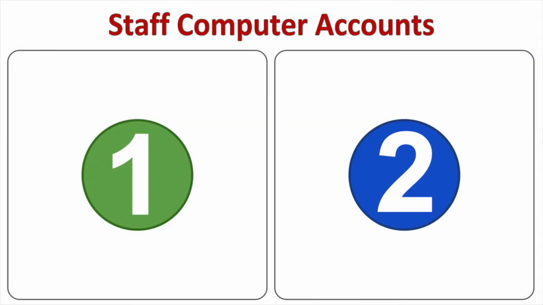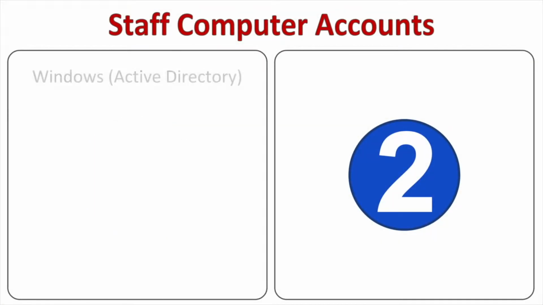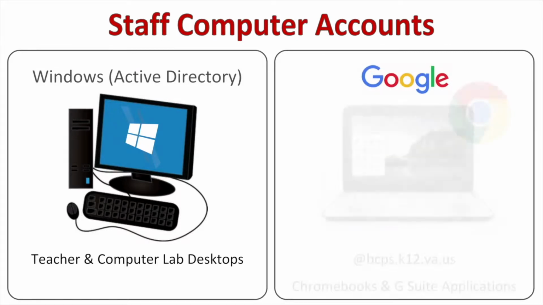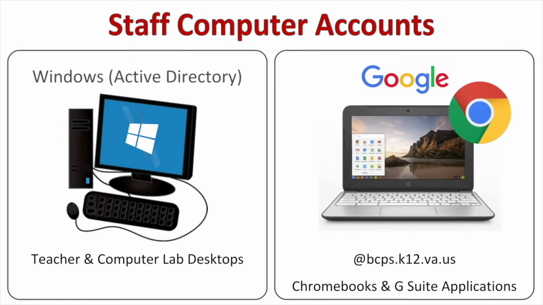Botetourt County staff members have two primary computer accounts. The first one is their Windows or Active Directory account, which is used to access all teacher and computer lab desktops around the division. The second is the Google account. This is used to log into any staff or student Chromebooks, to access G Suite applications, and to log into the Google Chrome web browser.